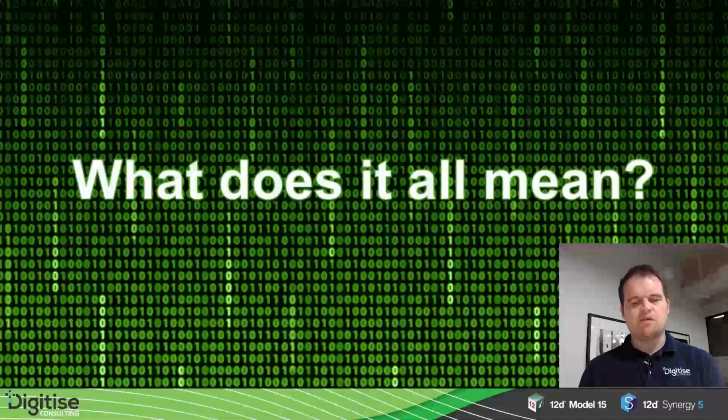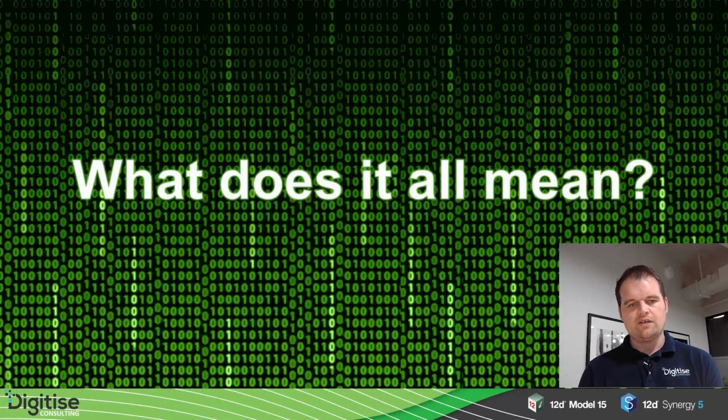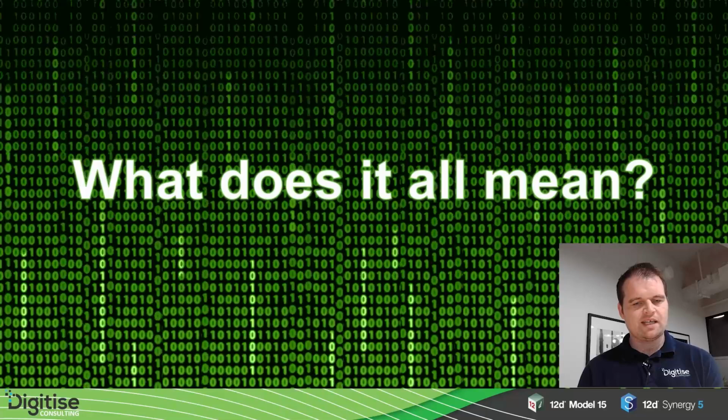So when you initially get some of this project information, it can be really overwhelming with the amount of data you receive. What does it all mean? What does all the ones and zeros mean? So let me take you through that right now.